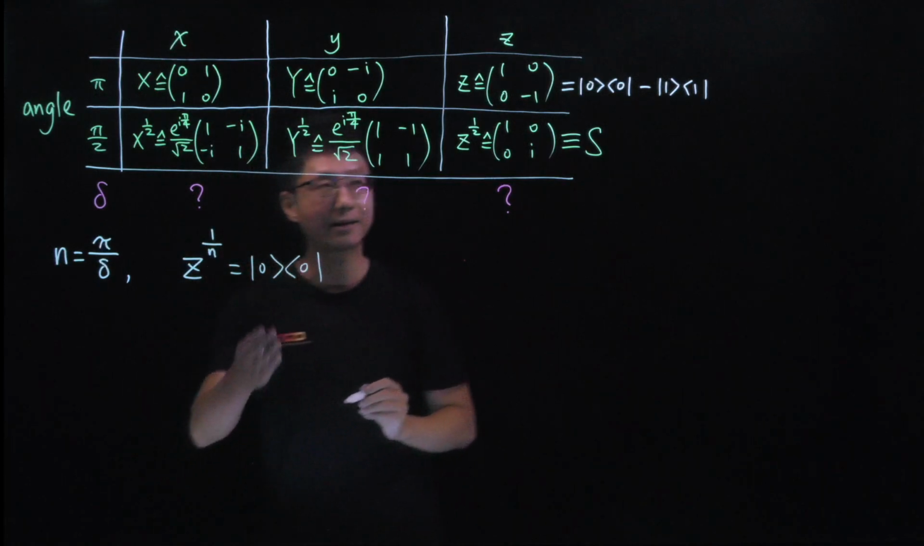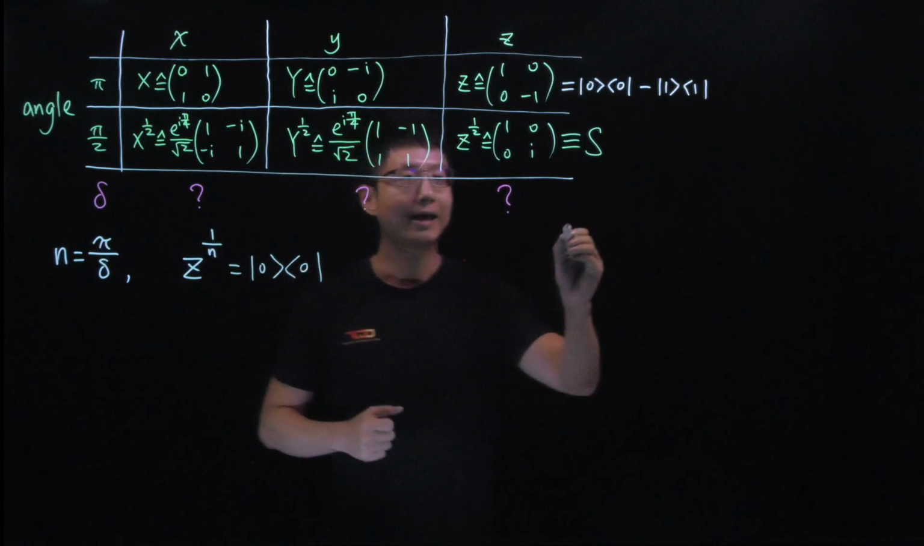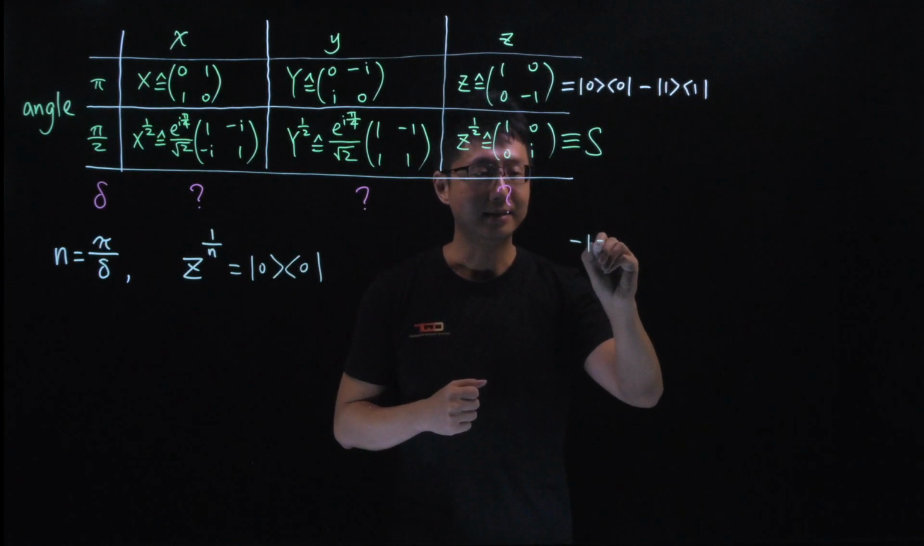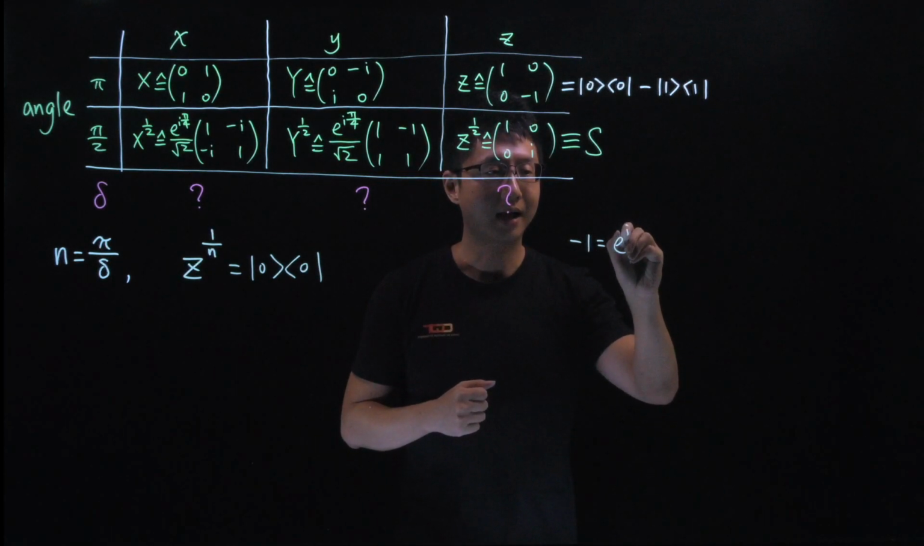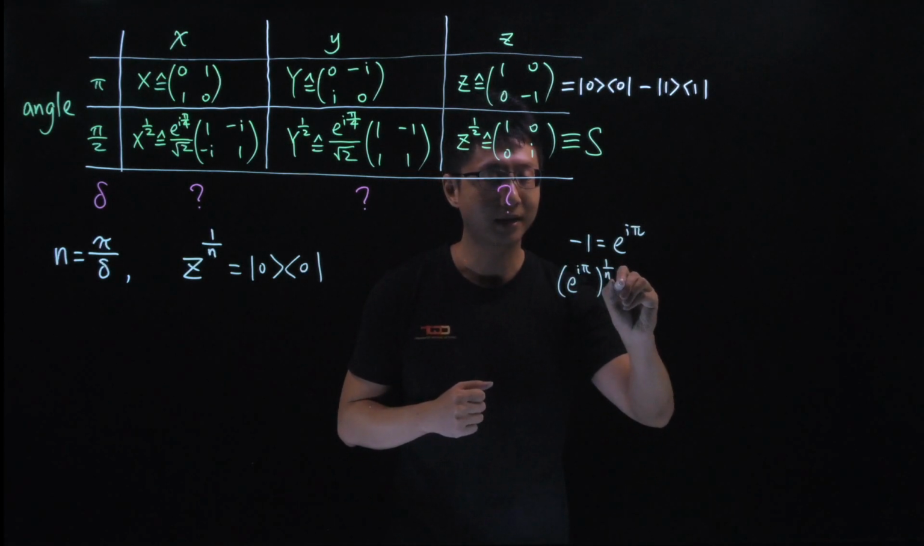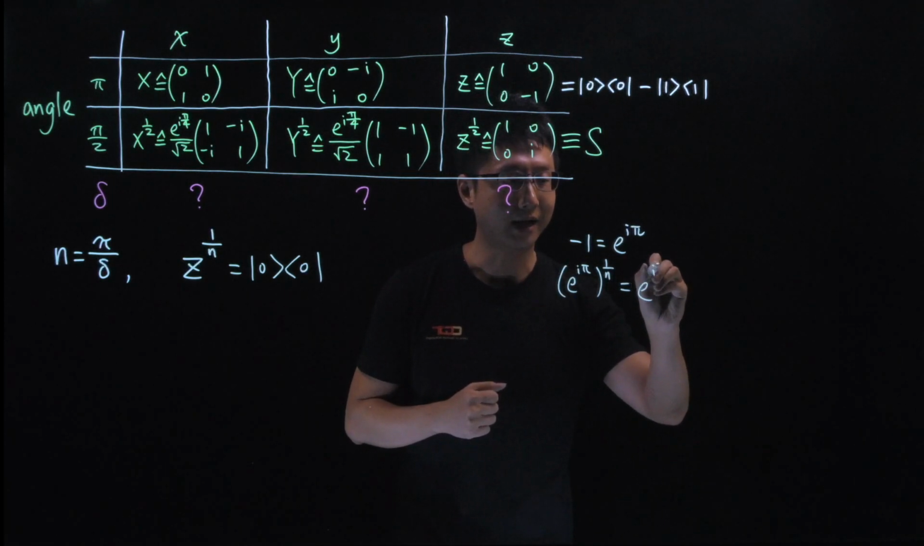By convention, we take the nth root of 1 to be still 1, and for the nth root of minus 1, since we can rewrite minus 1 as e to the power of i pi, the nth root of minus 1 will be e to the power of i pi to the power of 1 over n, which is e to the power of i pi over n.